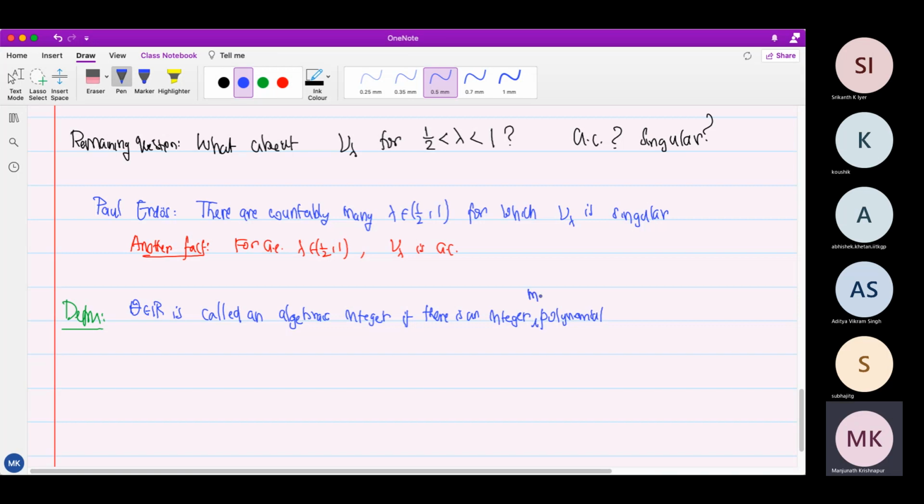Monic polynomial. What that means is something like x to the power p plus a1 x to the p minus 1 plus dot dot dot plus up to a sub p, where the ai's are integers, such that it vanishes at theta.